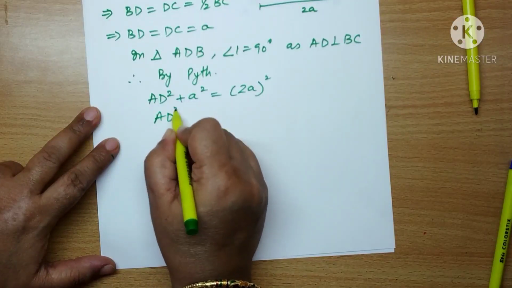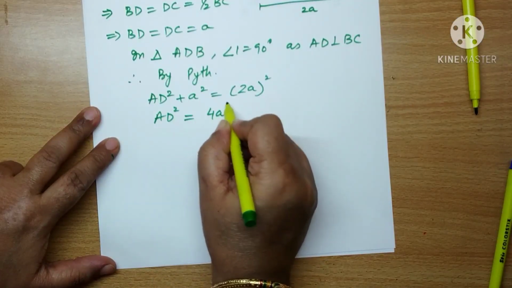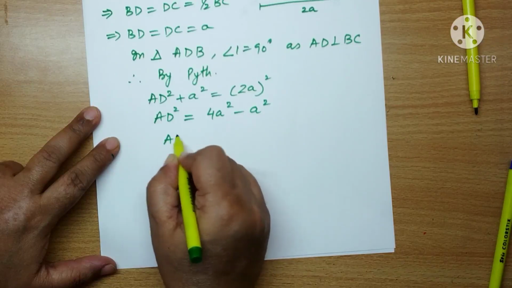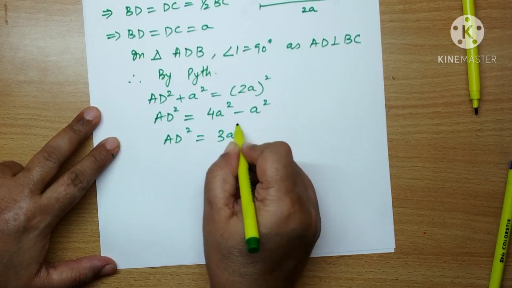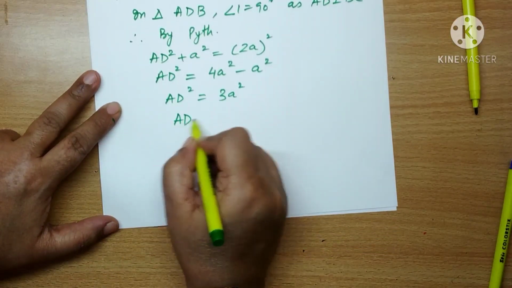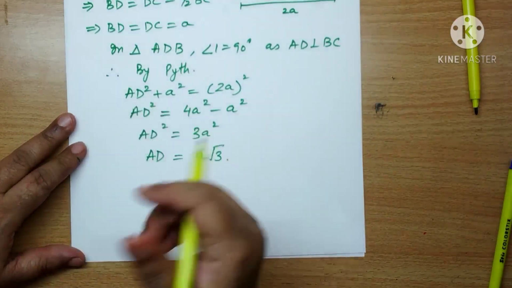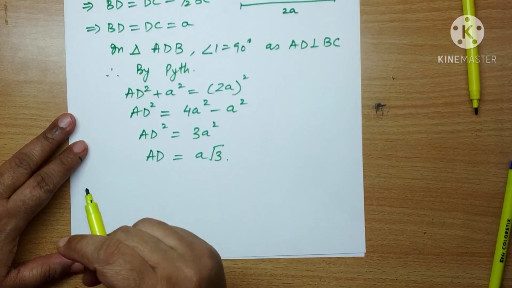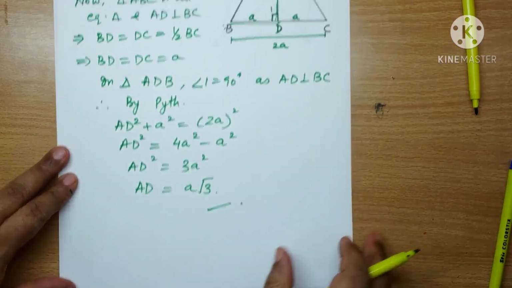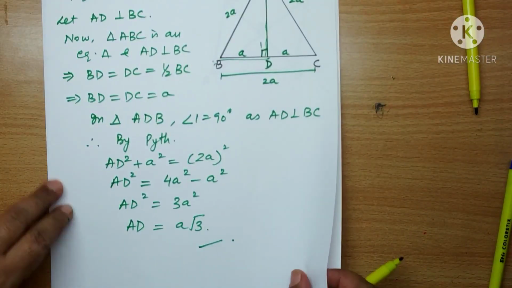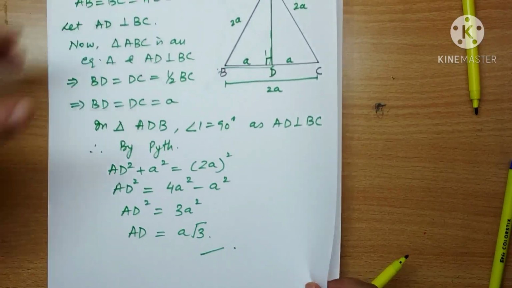So AD square is equal to 4A square minus A square. AD square is 3A square. So I get AD as A root 3. So it's an equilateral triangle, all altitudes will be equal. Therefore, altitude length is A root 3 if the equilateral triangle is of side 2A.